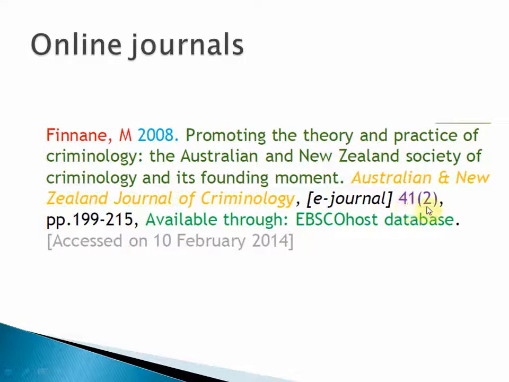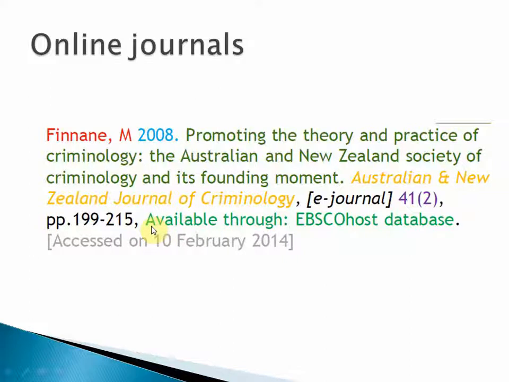Then our two numbers, our volume and our issue number. The volume number is outside the brackets and the issue number is inside the brackets. It's just a code for us to know. And then we put the page numbers, not of the whole journal, but just the page numbers where this article can be found. Okay, and we do double p's because it's more than one page.